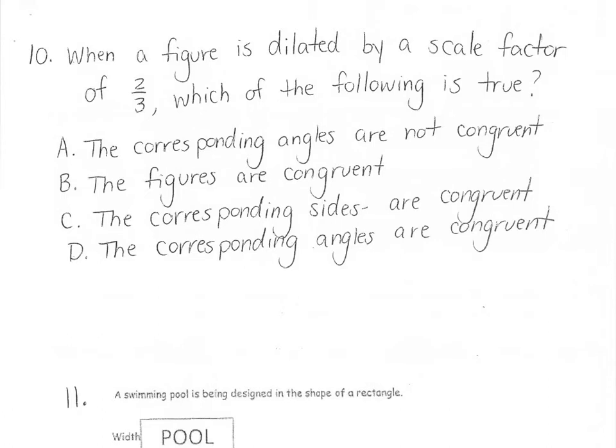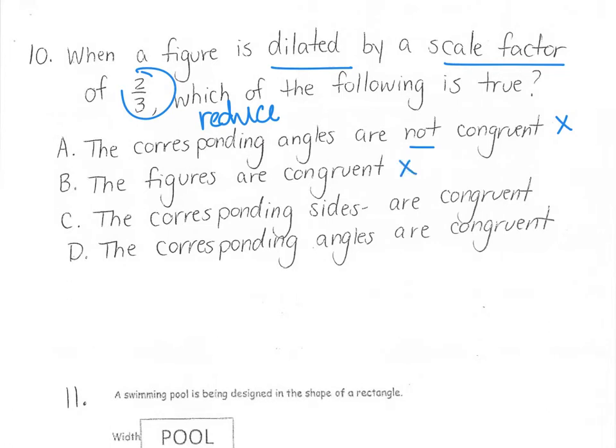Number 10, when a figure is dilated by a scale factor of 2/3, which of the following is true? So we know we're dilating, which makes it bigger, scale factor of 2/3. Actually, if your scale factor is less than 1, it's going to be a reduction, or we're reducing this to a smaller figure. So the corresponding angles are not congruent. Well, angles have to be congruent or the figure does not look the same. The figures are congruent. If your scale factor is 2/3, it's going to get smaller, so that's not true.